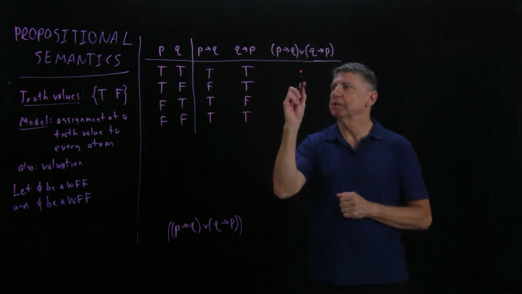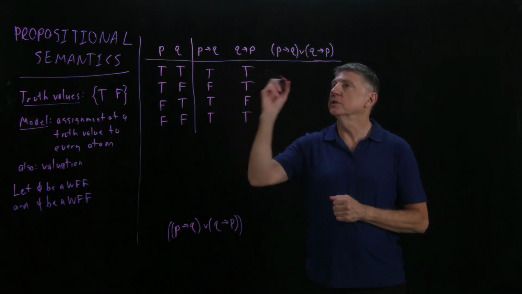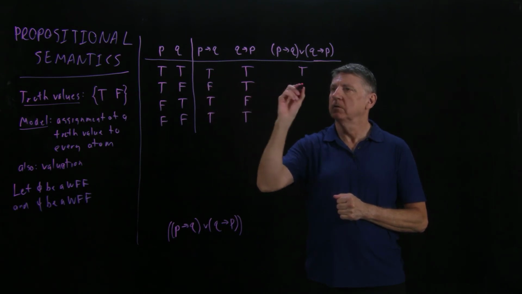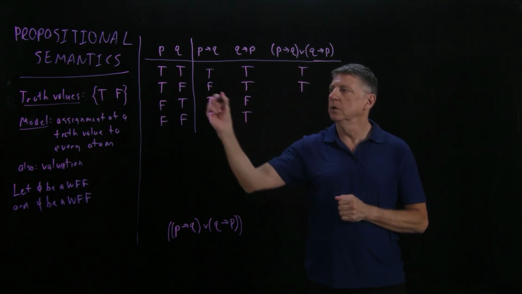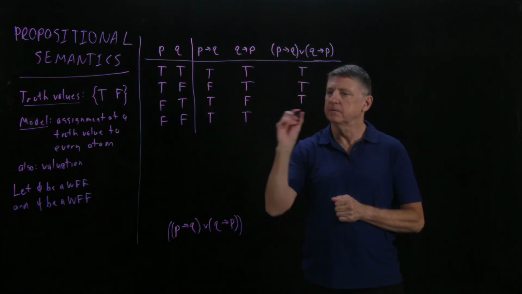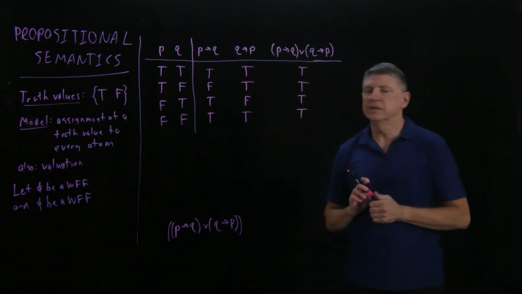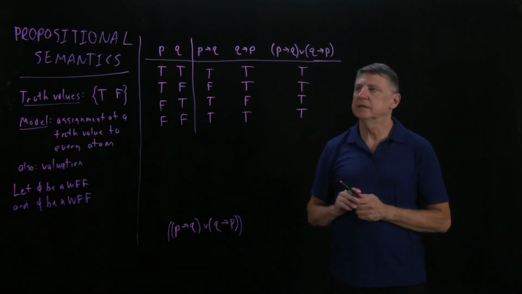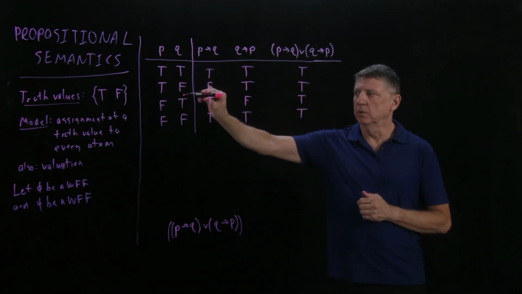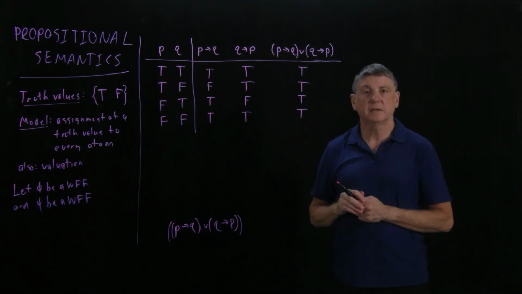And this disjunction is true if either the left or the right disjunct is true. So this will be true. Here we have the right one is true. Here we have the left one is true. Here we have both are true. And this truth table is telling us that no matter what model we pick for P and Q, this disjunction of implications always evaluates to true.